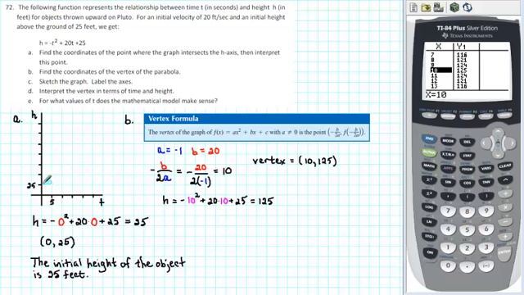We've already determined that the point (0, 25) is on the graph, so we plot the point (0, 25). We also know that the maximum is (10, 125), so we go ahead and plot that point as well. And by symmetry, we can determine that the point (20, 25) is also on the graph. We now connect these points using the shape of a parabola and the reasoning that t can't be negative and h can't be negative.